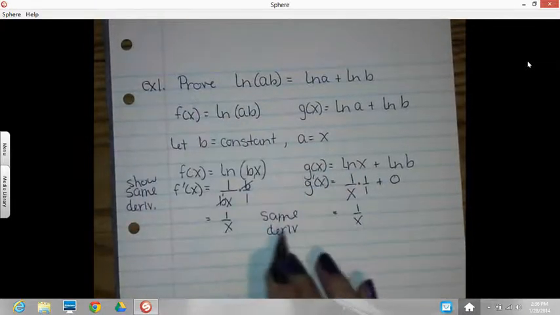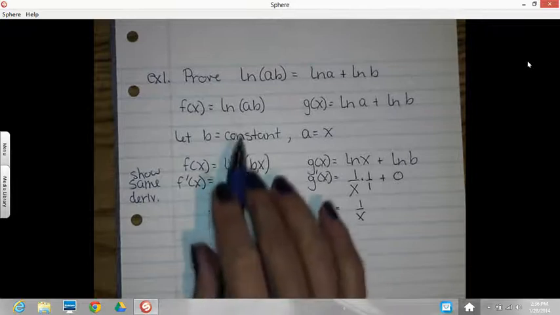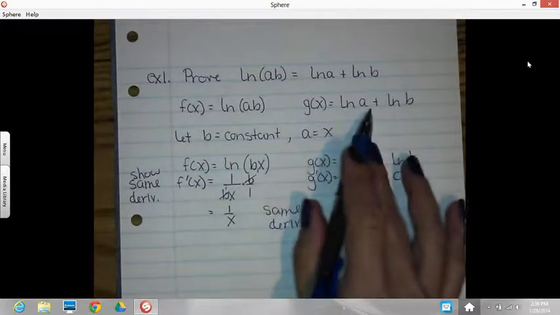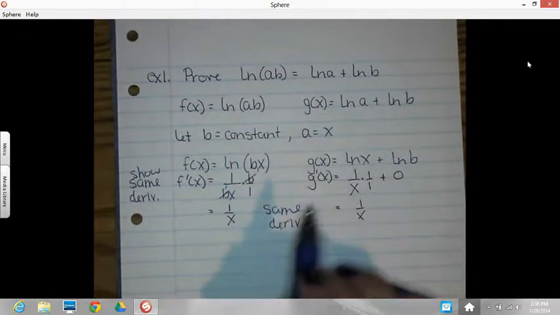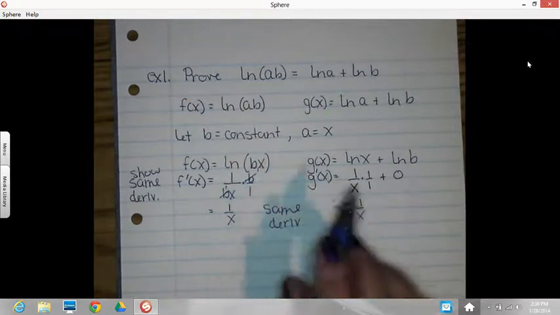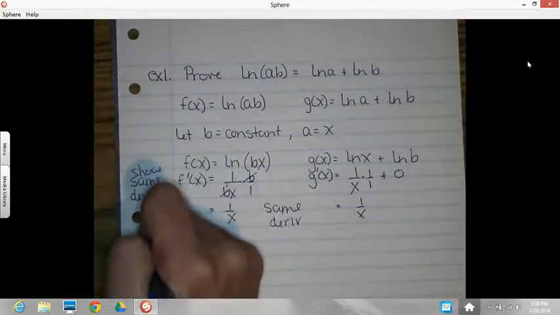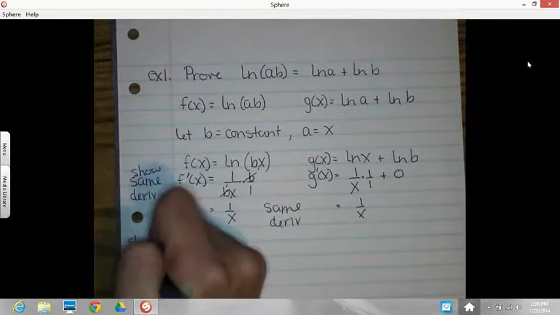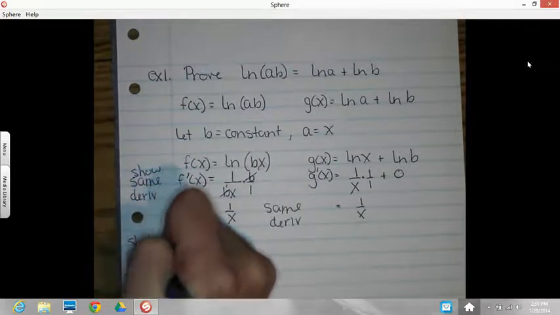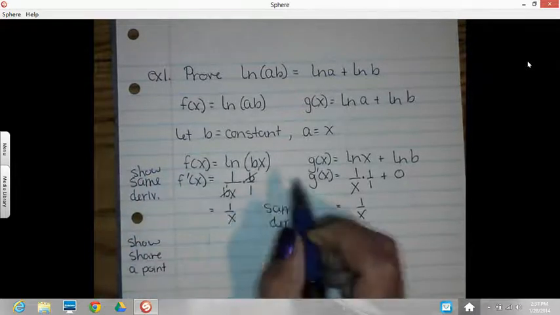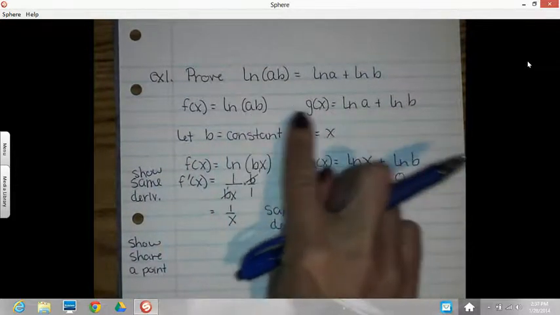Okay, I'm halfway there. Now I've got to show that these two original functions share a point. And this is where the trick comes in. The trick is not the same on all three of these. For this one, we want to show that they share a point. So we go back to it's the original functions that have to share a point, not the derivatives.